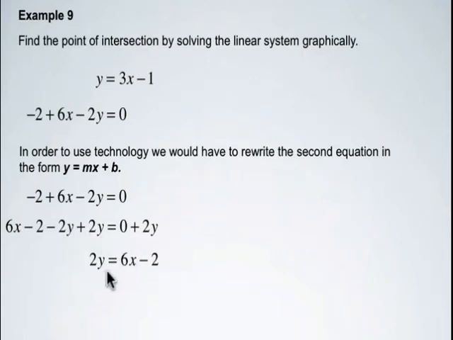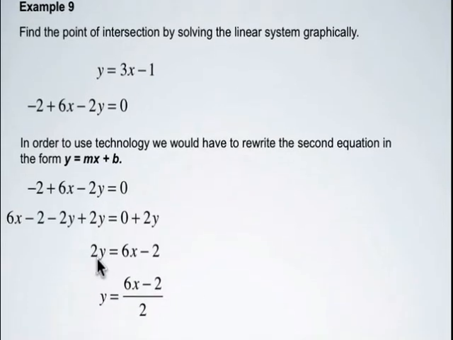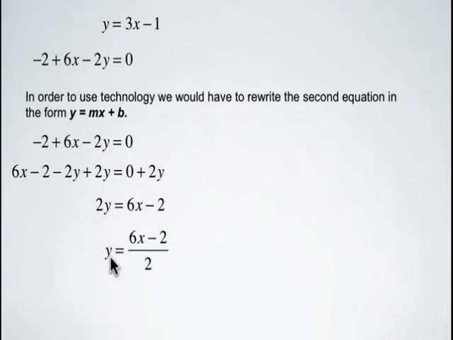2. So now we're going to divide both sides by 2, and when we do that, 2y divided by 2 is y, and 6x divided by 2 is going to be 3x, and -2 divided by 2 is -1. So now I want you to notice that we have the same equation that we did before. So 3x minus y equals 3x minus 1, and y equals 3x minus 1.